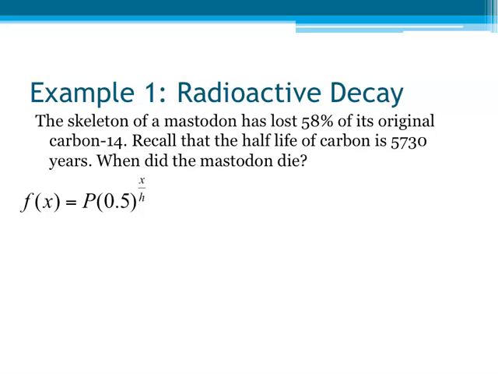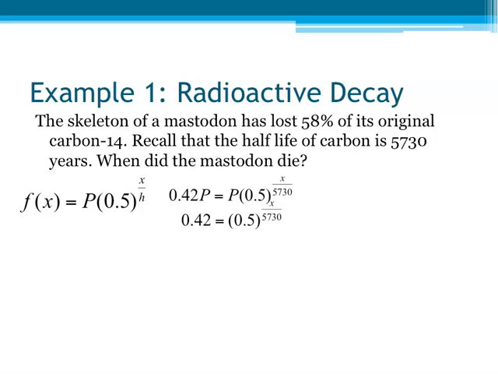Now we don't know what x is, that's what we're trying to solve for. When did the mastodon die? So how long ago did the mastodon die? And h is the half-life of carbon. Now that we have plugged in everything we do know, we can try to go ahead and start solving this. Since we have a p on both sides of the equation, we can cancel that out. And so the only thing that we have left to solve for is x. Now since x is in the exponent, we are going to use our strategy of using the power law after we've taken the log of both sides.